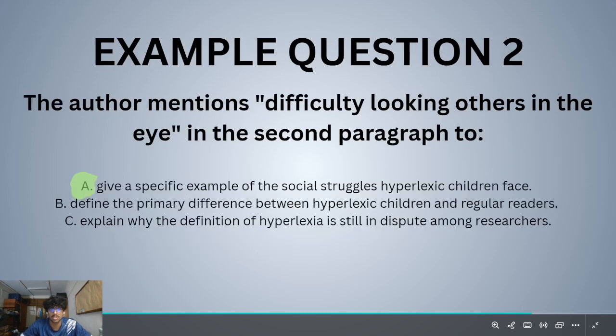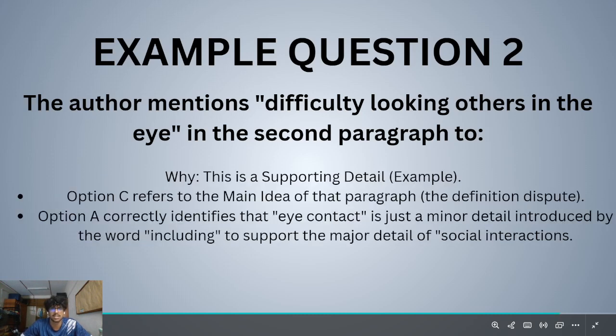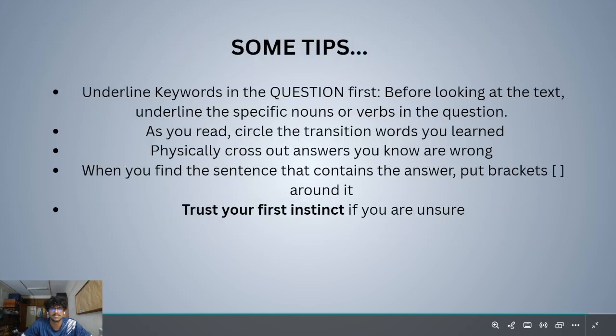Next, let's go to example question 2. The author mentions difficulty looking others in the eye in the second paragraph due to A. The answer is A because it's a supporting detail. Do read the description of this answer. You could rewind the video and try the questions and try to understand main idea and supporting details. So that's all for the questions.